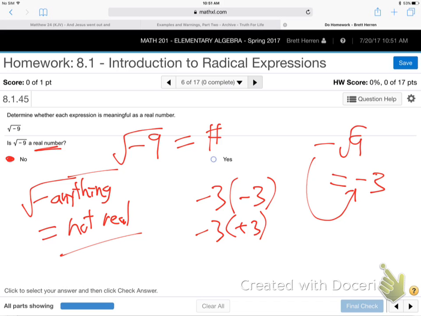So anyway, the negative is just watching. It can't be involved if it's outside. But if it's in the game, if it's in the root, then you've got to think about it, and you can't do that. Negative in a root, no. There's no number times itself that ever comes out negative, right? Because negative times negative goes back to positive. It's impossible.